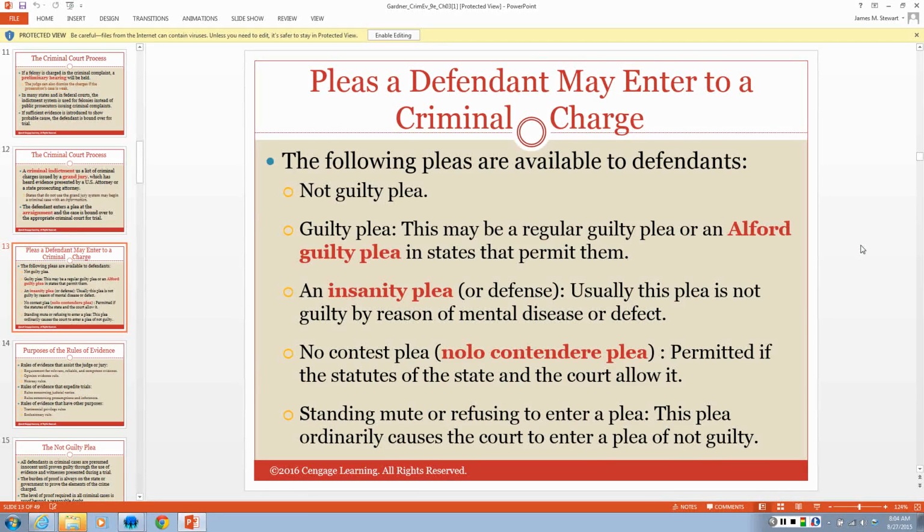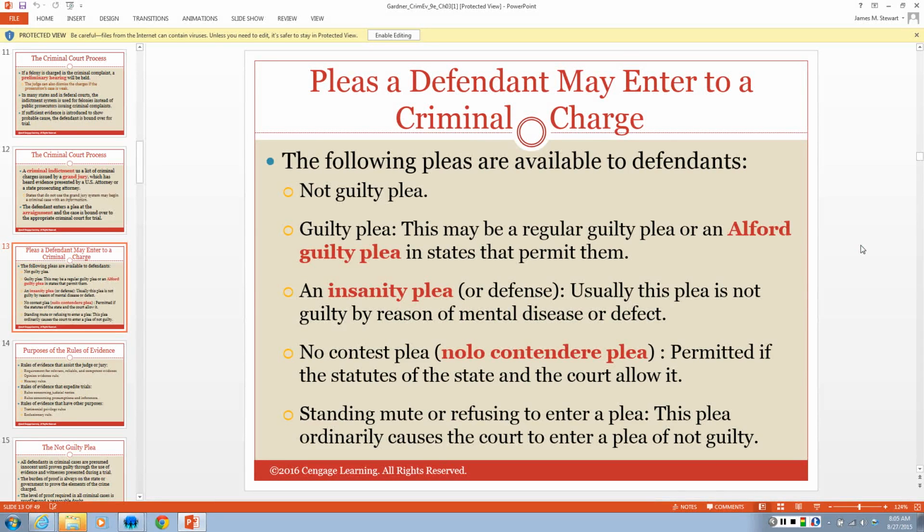You can enter a guilty plea. This is typically what we call a plea bargain. If a defendant decides to say, "Yep, I'm guilty. I did it. Please punish me," then typically there's been some sort of deal worked out between the defense and the prosecution to give that defendant some lesser amount of punishment than what they might receive if it went through with a trial.